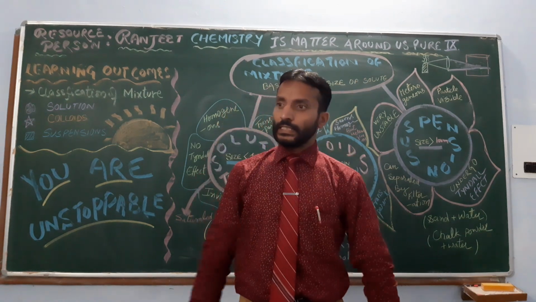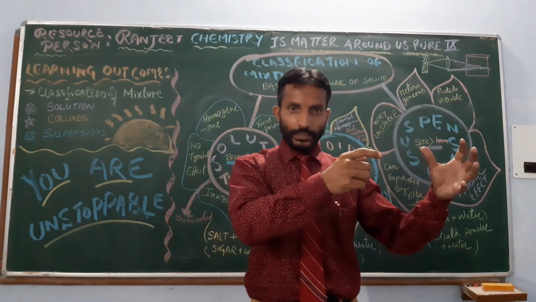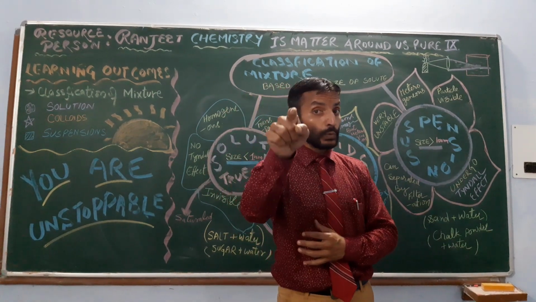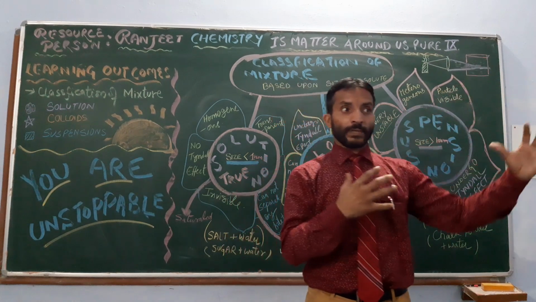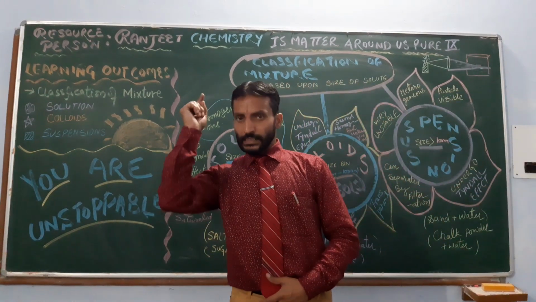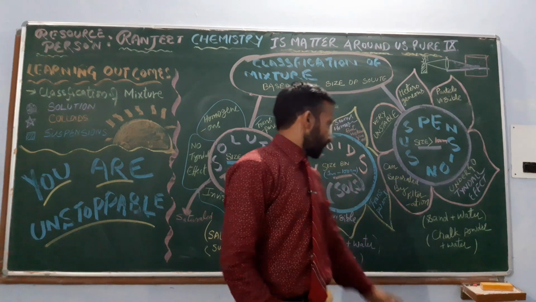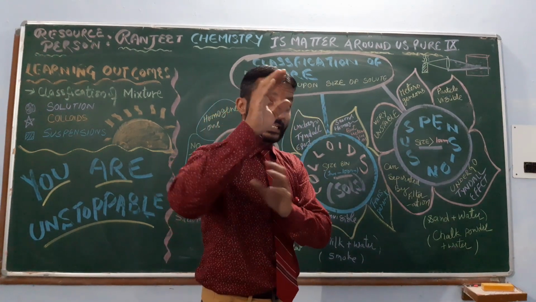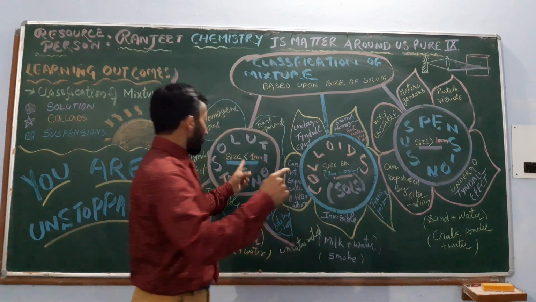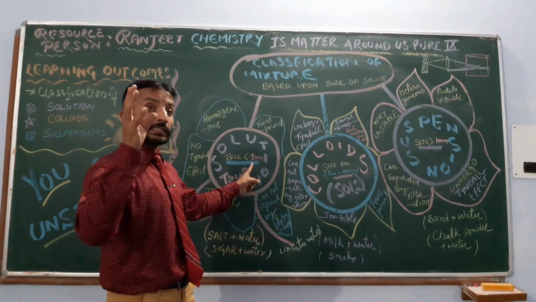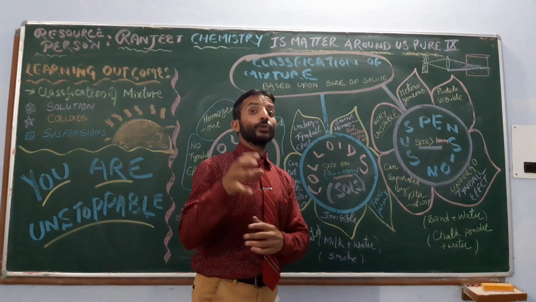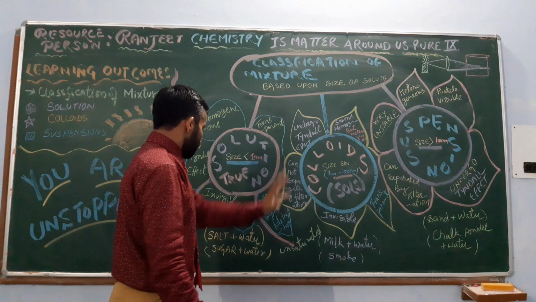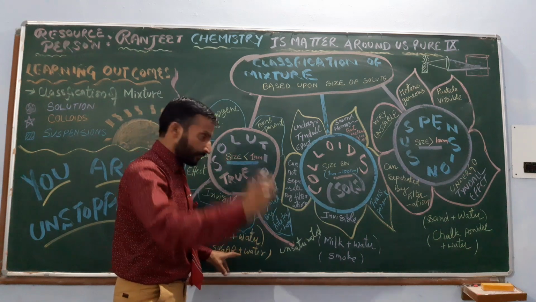For example, salt in water. Salt is present in small amount, so it is the solute, and water is present in large amount, so it is the solvent. So when the size of the particles of the solute is less than 1 nanometer, it is known as a true solution. Examples: salt in water, sugar in water.